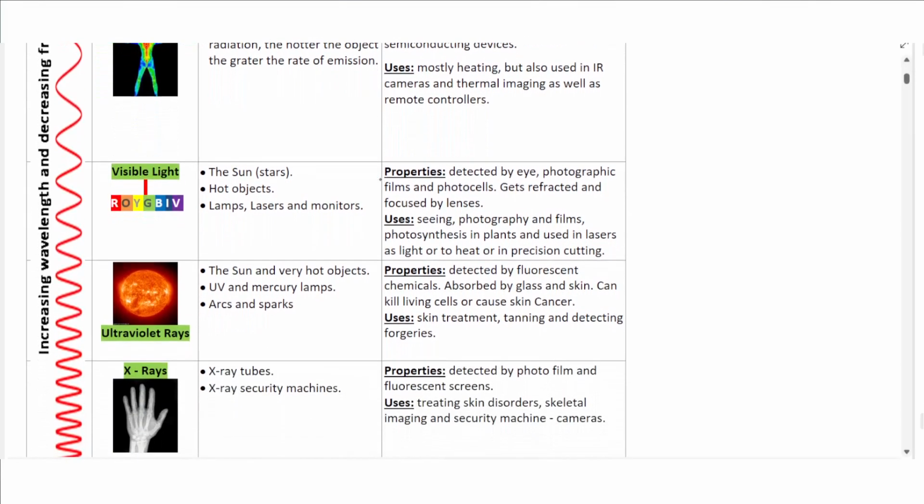As for visible light, we use it mainly for seeing or recording what we see in photography or filmography. We can also use light in optic fibers to transmit internet data, and we can use it to heat objects.